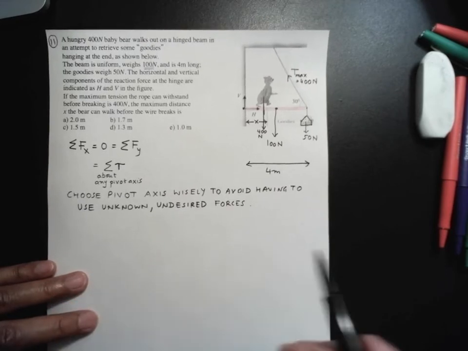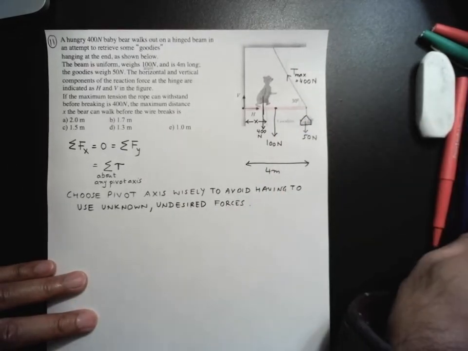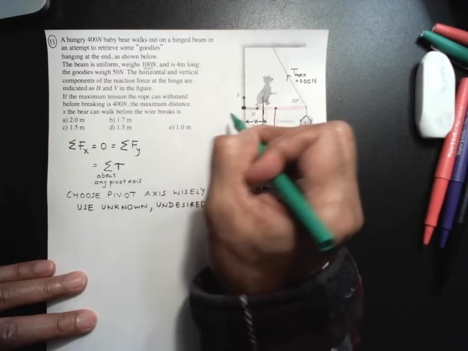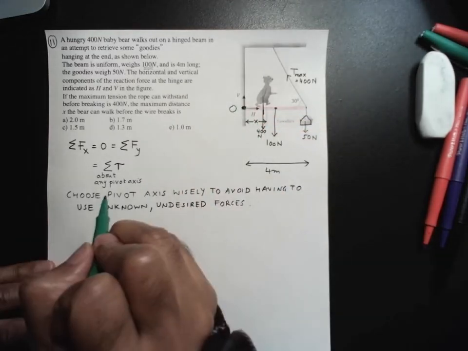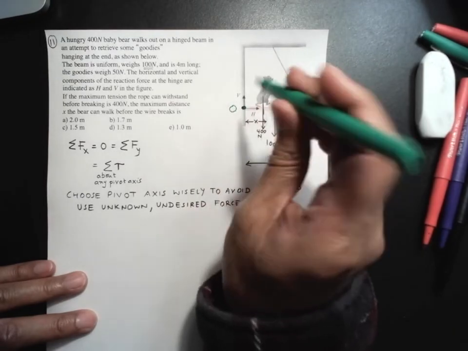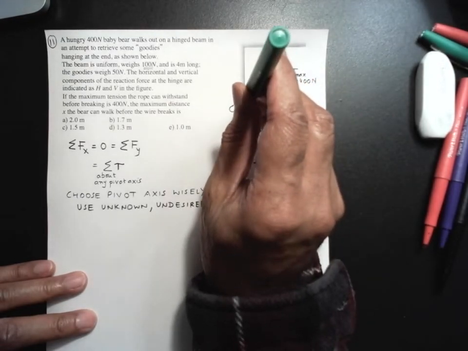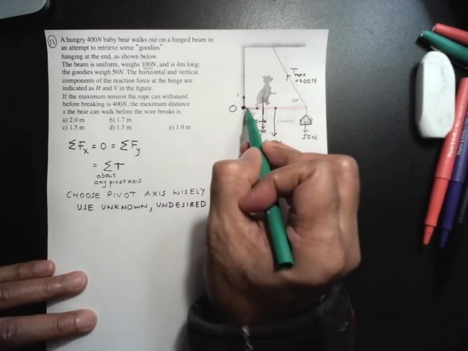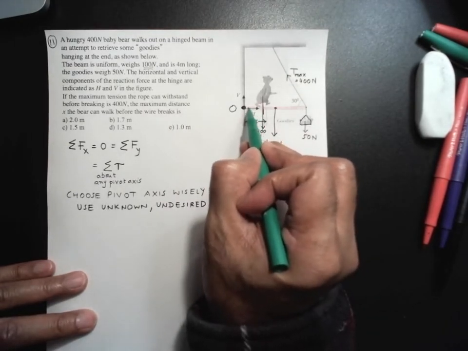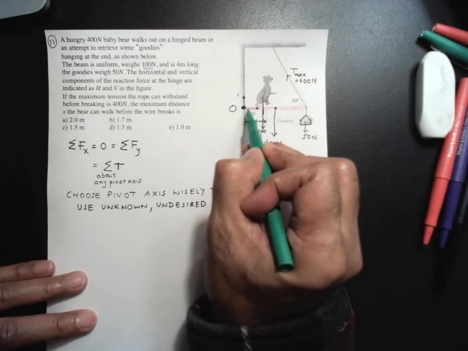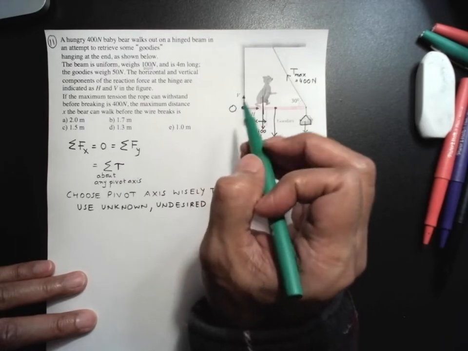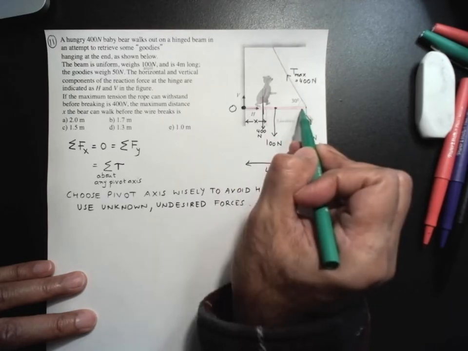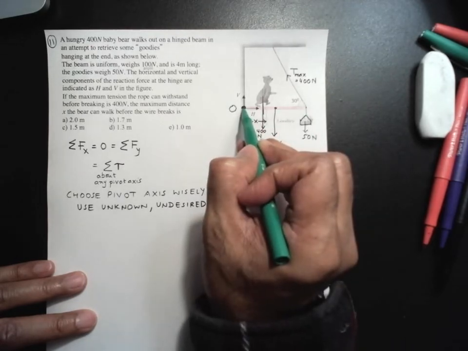So the best place to choose the pivot axis is this point right here. Use this as your pivot axis. Call this O, so your pivot axis is going in and out of the page right through this point. The reason is that the torques from the forces that pass through the pivot point have no lever arm. They have no capacity to rotate this beam about this pivot axis.